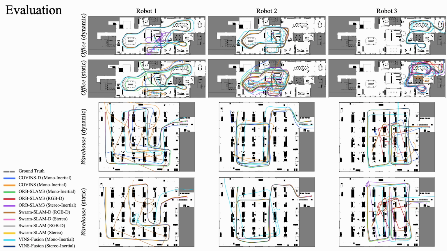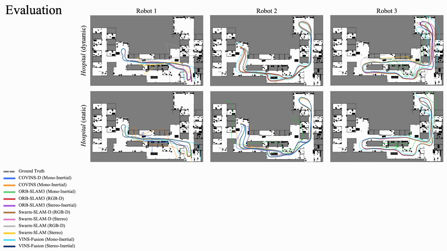We evaluated Covins, Swarm-SLAM, ORB-SLAM3, and NVIDIA Fusion on our dataset, and the visualization of the trajectory is shown here. We did not visualize the algorithms that were halted. Please refer to the table in the paper to see if each algorithm was halted or not.